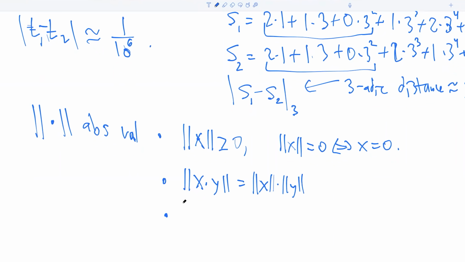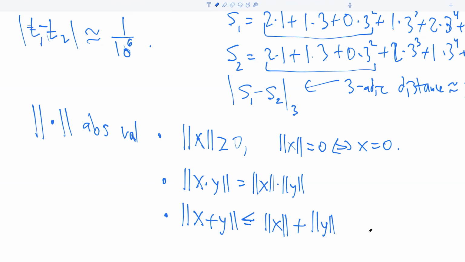And I want one more property. If you add x and y, should that be the same as the absolute value of x plus the absolute value of y? No, but it should be at most the sum, right? This is the triangle inequality. So we have multiplicativity, positive definiteness, and the triangle inequality.